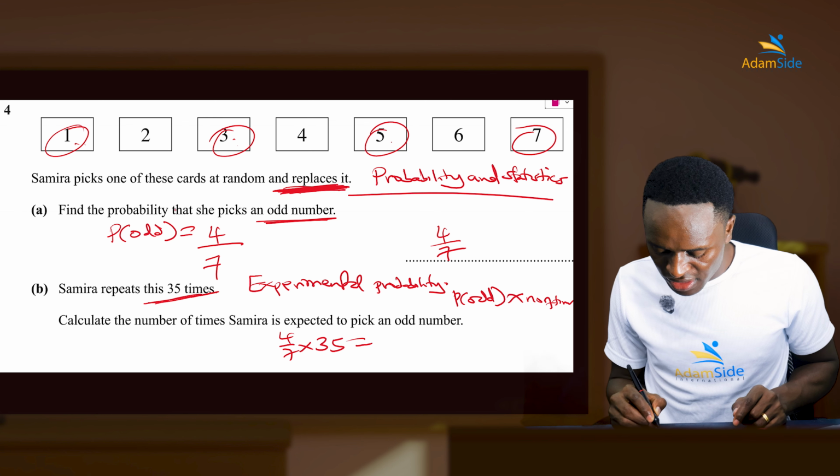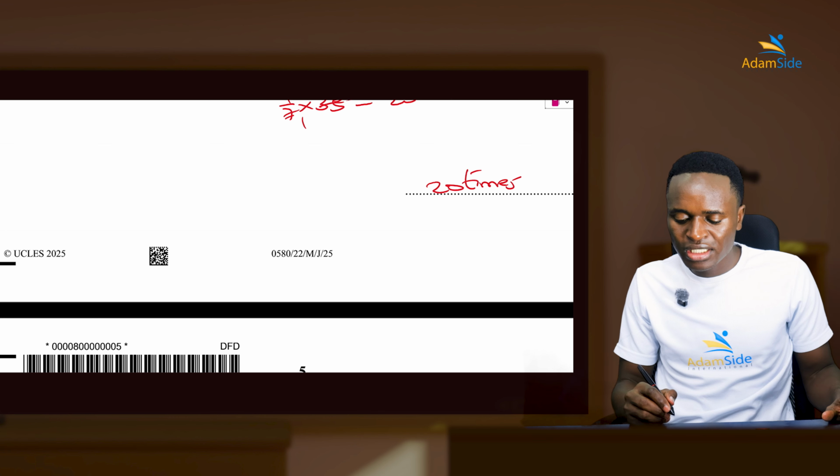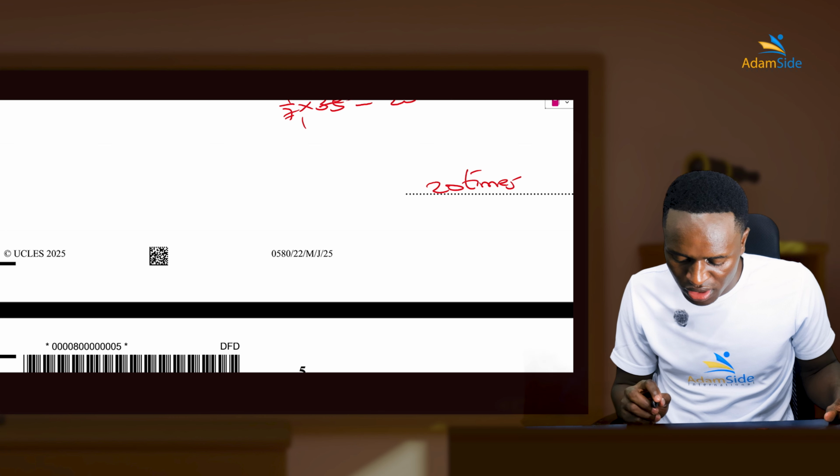So 7 here, once there are 5. 5 times 4 is 20 times. Correct. And you get your answer. So Samira will pick an odd number 20 times.